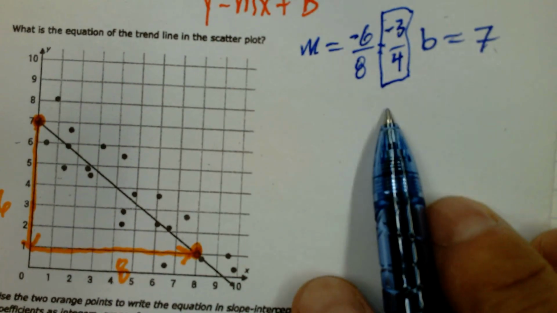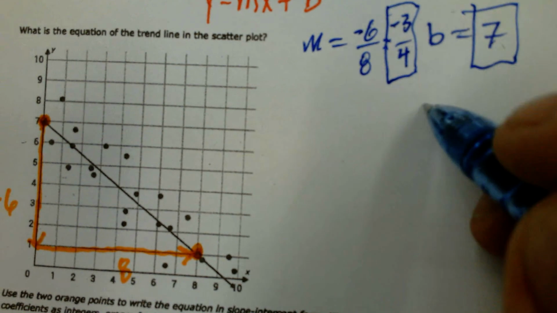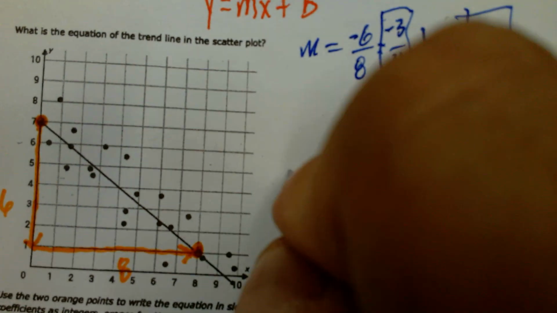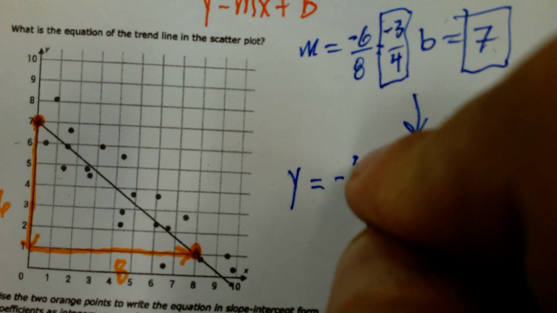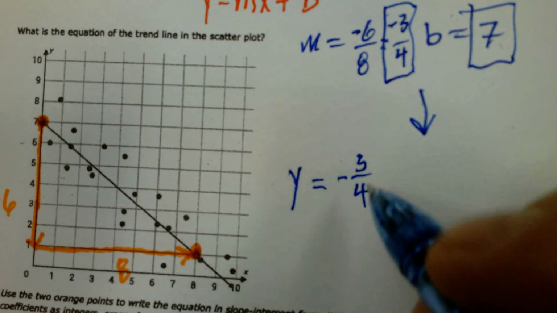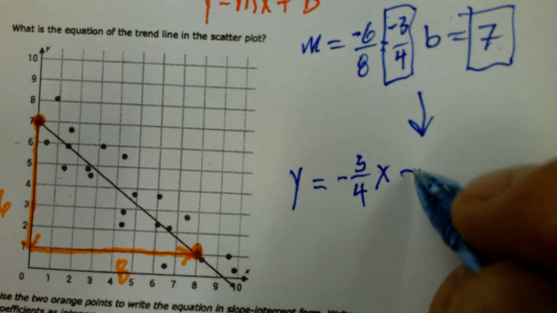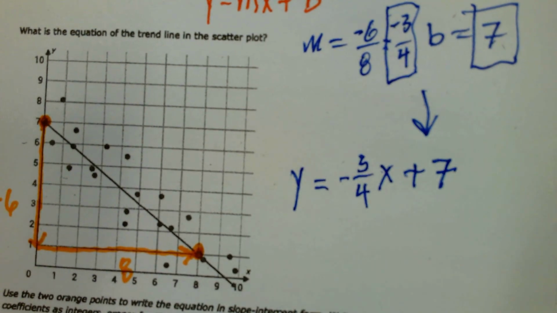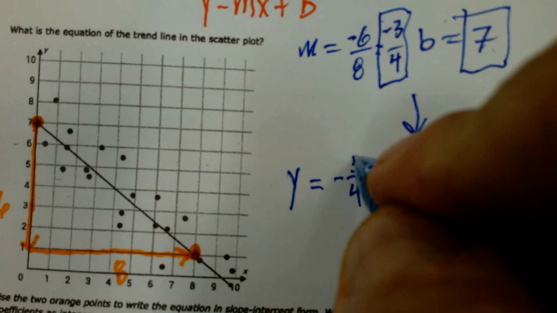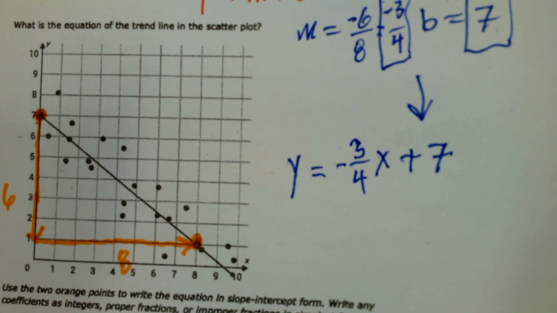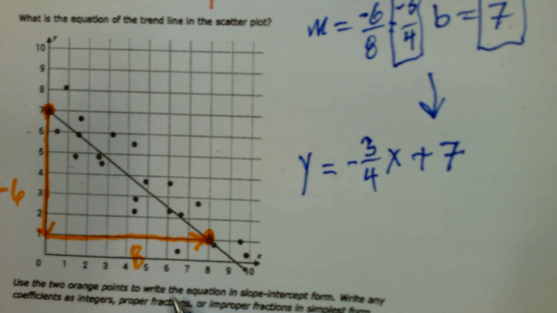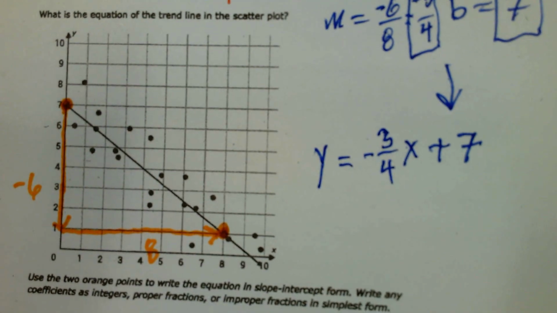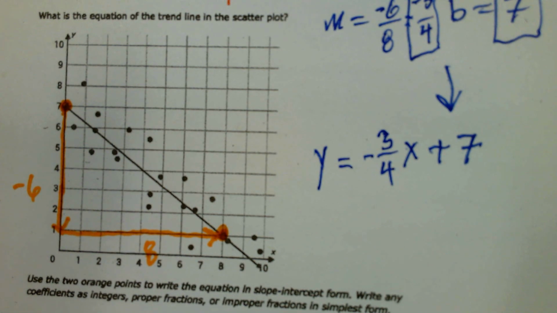So we have a slope. We have a y-intercept. We can write the equation. Y equals -3/4 x plus 7. Okay, so this is the easier version where the y-intercept comes right away. Okay, let's do another one like this. Any questions?